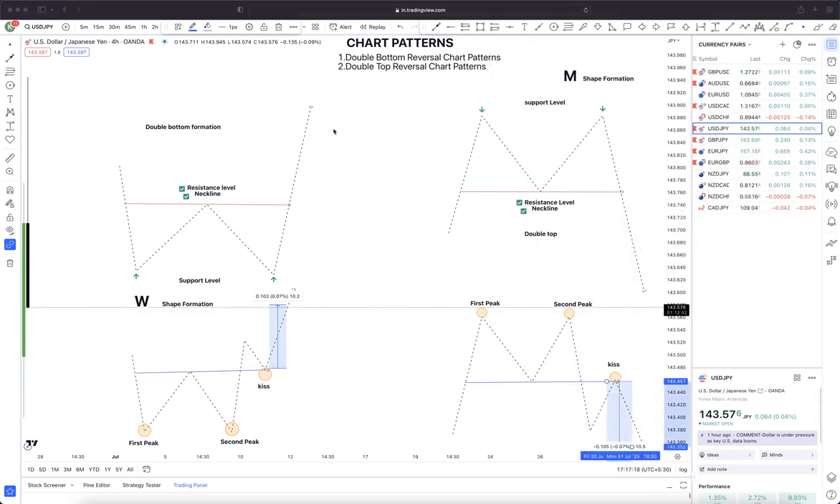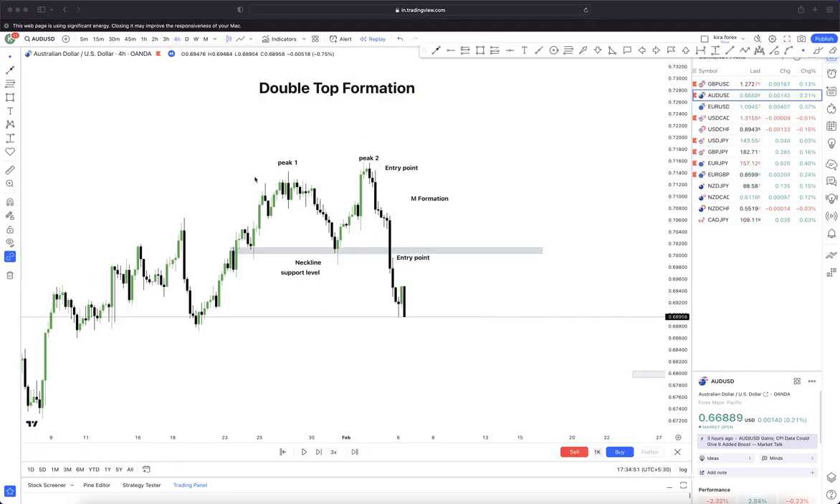Let's now move to the real chart and see how the double bottom and double top reversal patterns look. This is the chart example of the double top formation, or the M formation. We have the first peak here, the second peak here. We also have the neckline here, which is serving as support, and this place will now be our resistance.